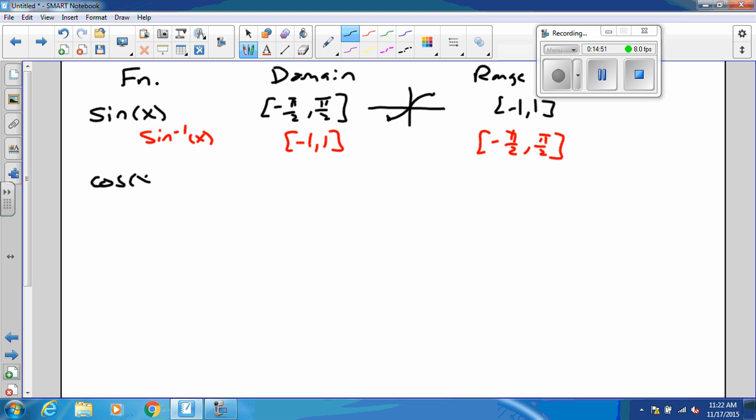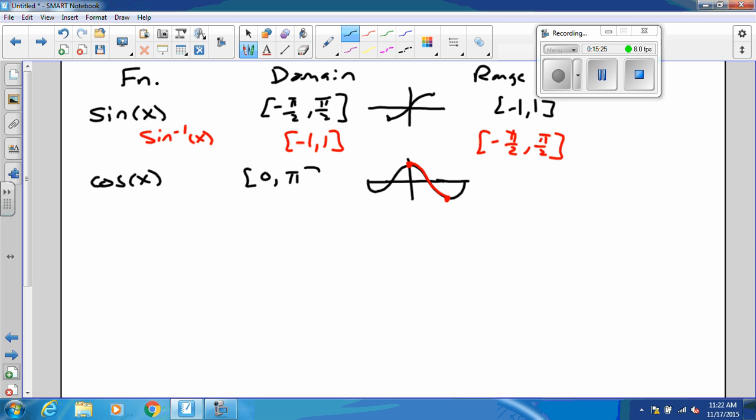We can do the same thing for cosine. But my domain has got to be a little bit different because the graph of cosine is different. Think about the graph of cosine. If I want to invert cosine x, then I'm going to have to choose a domain for which it is strictly increasing or decreasing. The usual choice is this portion of the domain where cosine x is strictly decreasing, and therefore it is 1 to 1.